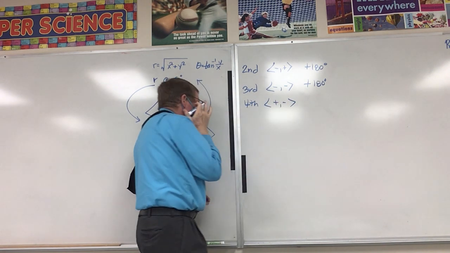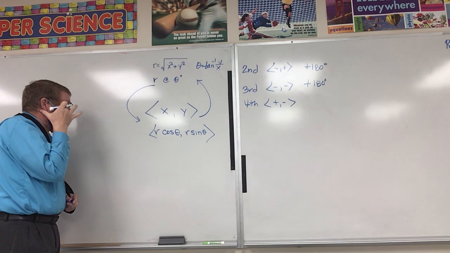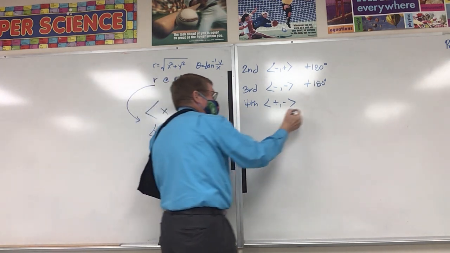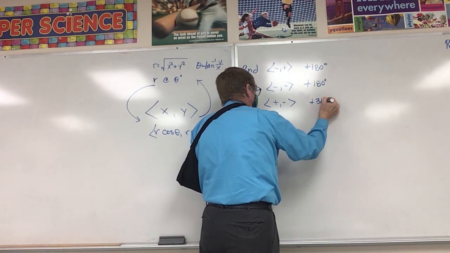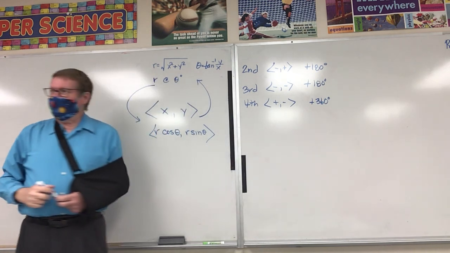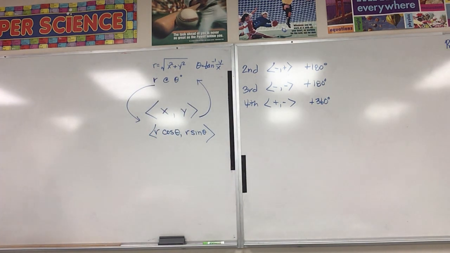Positive, negative. How do I get that angle in the fourth quadrant? Add 360. So what are you adding those numbers to? To the angle that you get from your calculator. When you take the arctangent of y over x, it will give you an angle. It will either give you a positive angle or a negative angle. But I always want positive angles, and I always want it in the quadrant that it's supposed to be in.